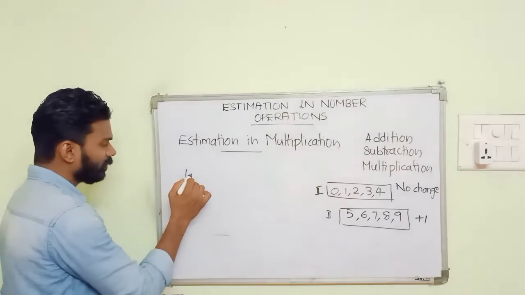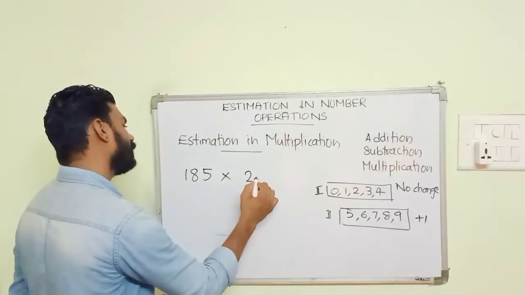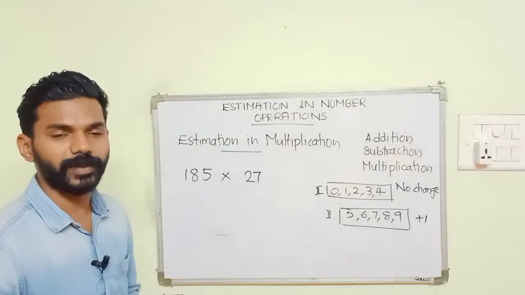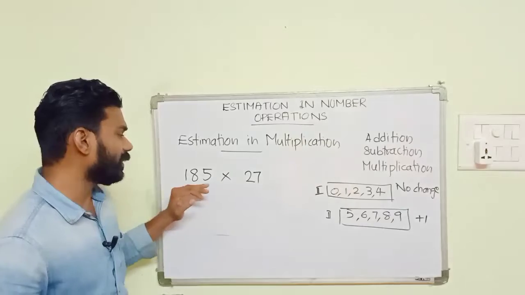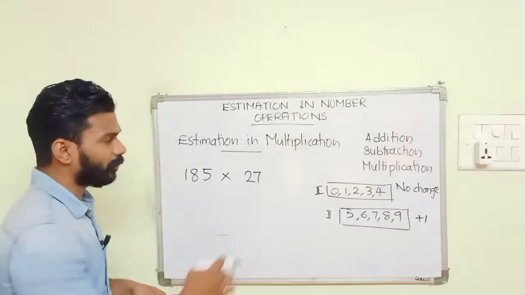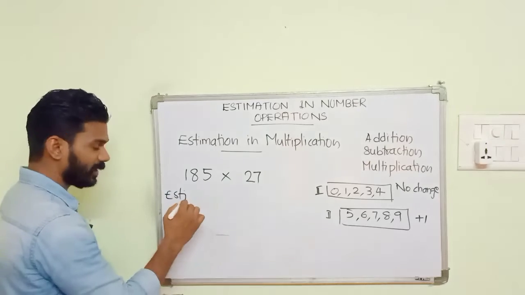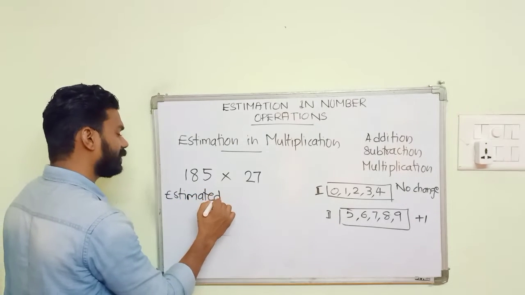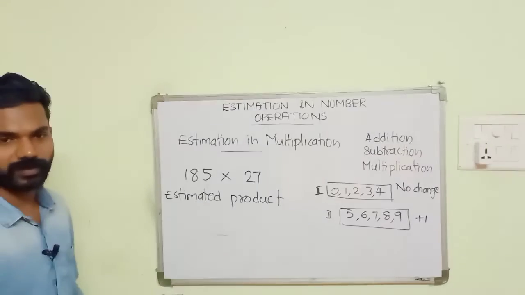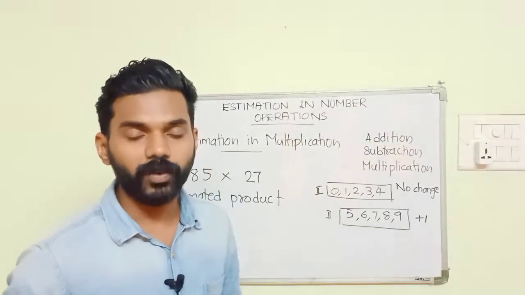Let's take an example. 185 into 27. This is going to be a multiplication and we need only the estimated product. Product means simply multiplication. So here we need the estimated product of these numbers. In order to find the estimated product, both the numbers must be rounded off.